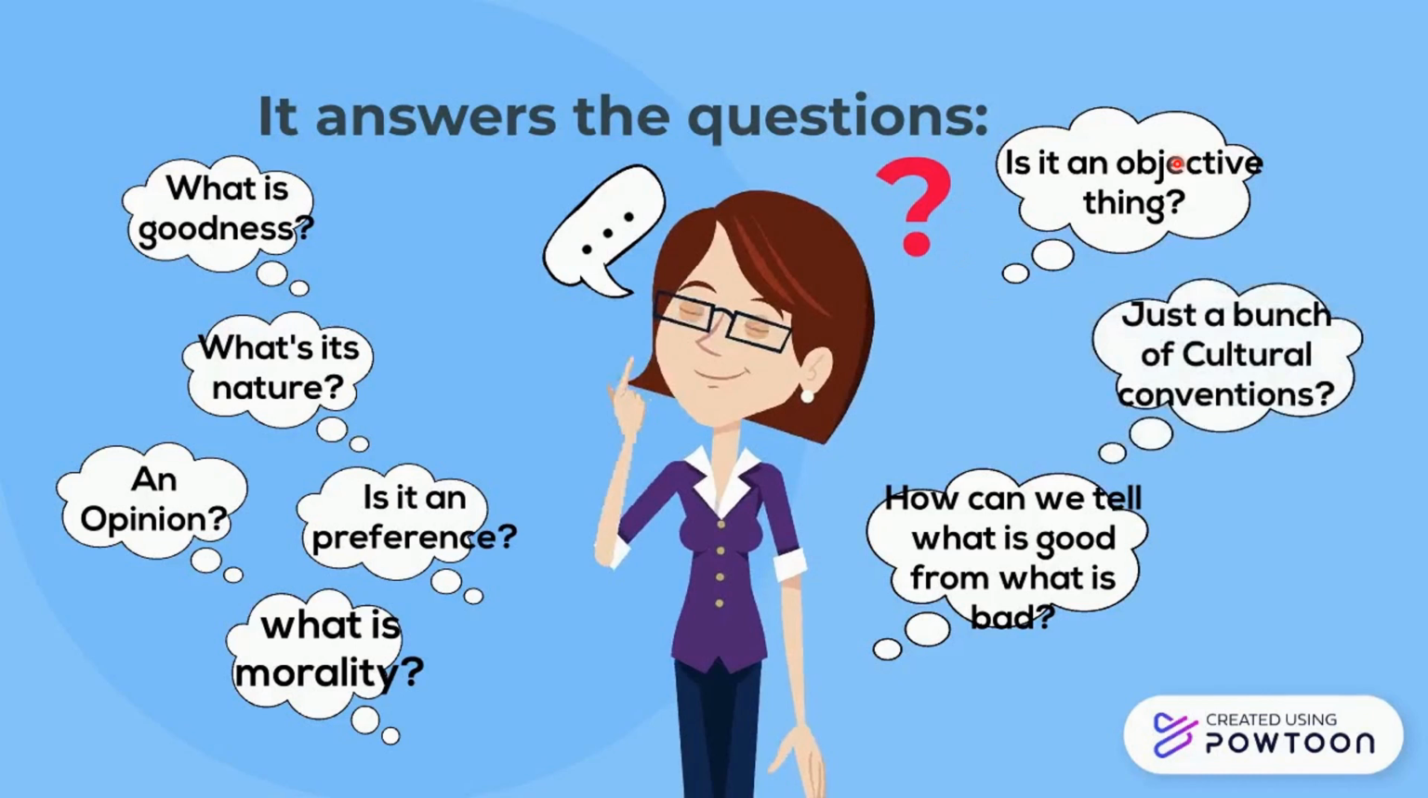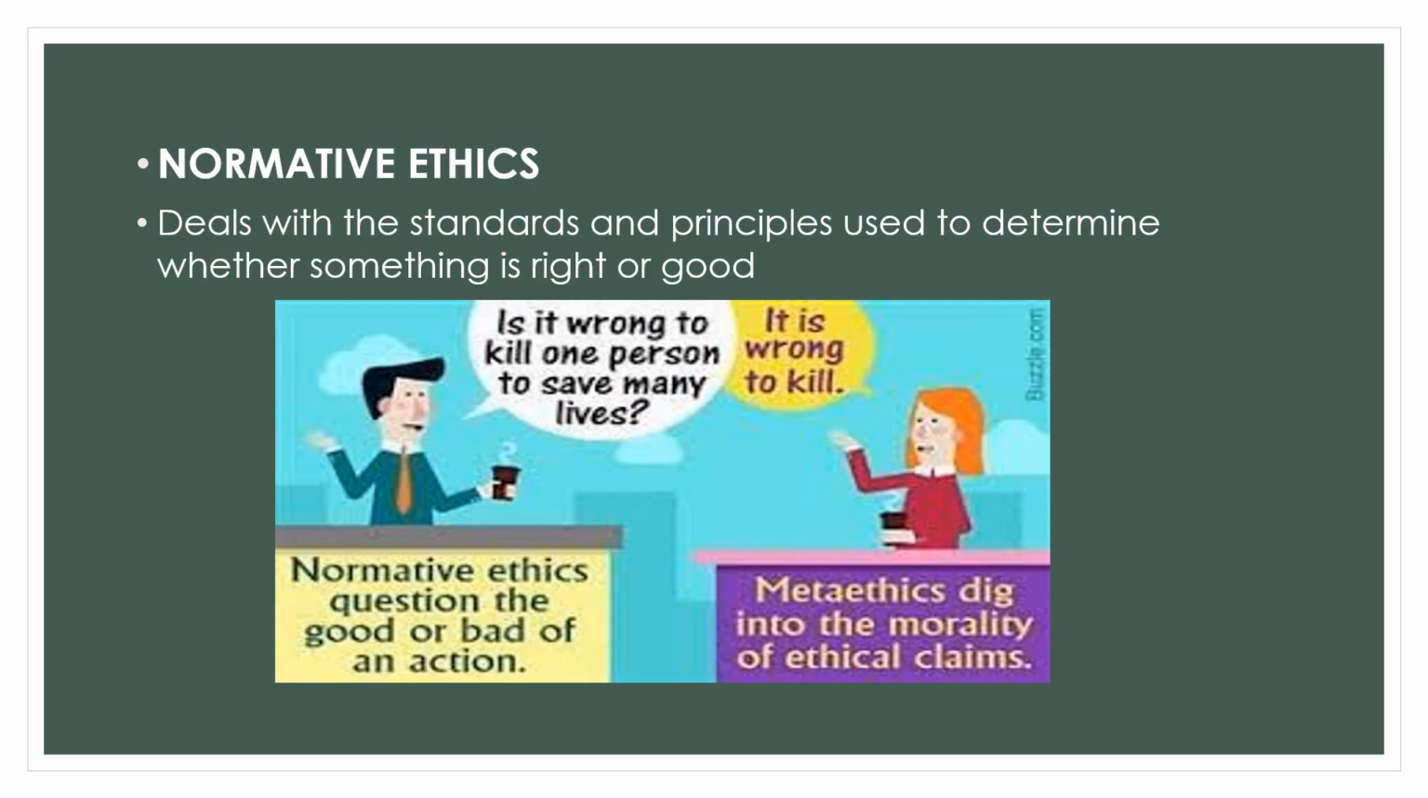Is it an objective thing? Or is it just a bunch of cultural conventions? How can we tell what is good from what is bad? Is it a preference? What is morality? Is it an opinion? What is its nature? What is goodness? All these questions are being answered by meta-ethics. Okay, so basically what is objective, subjective, what is good, what is bad, what is its exact nature? All these principles are there in meta-ethics.